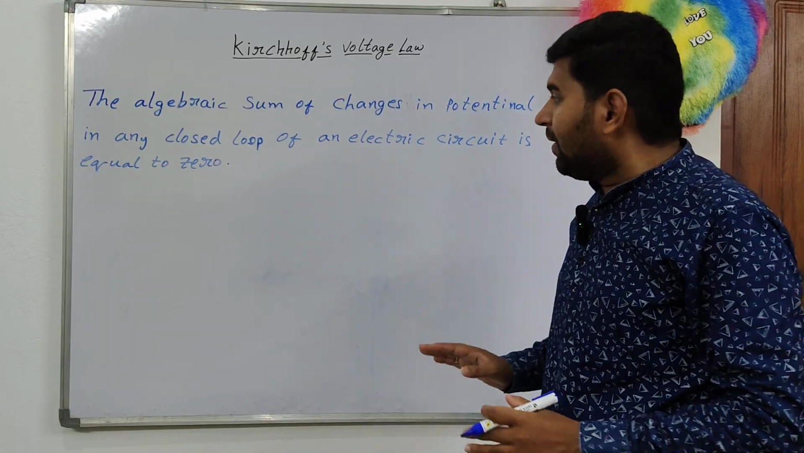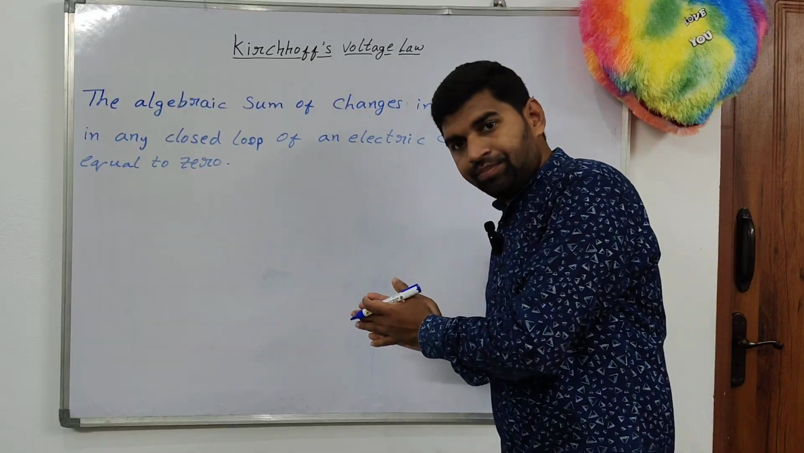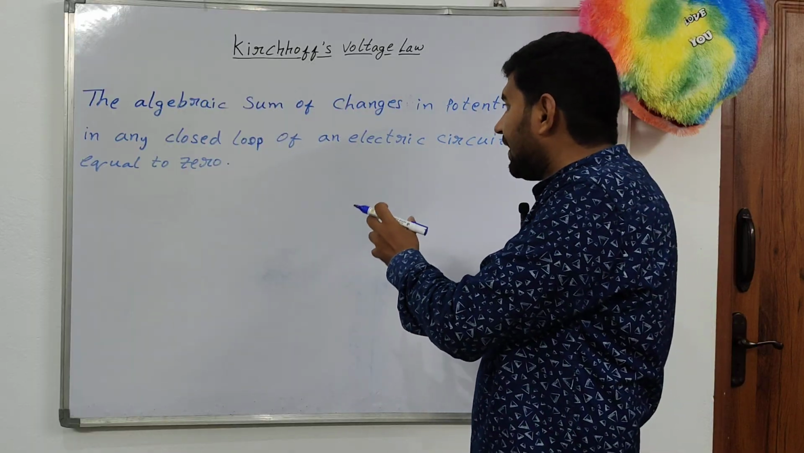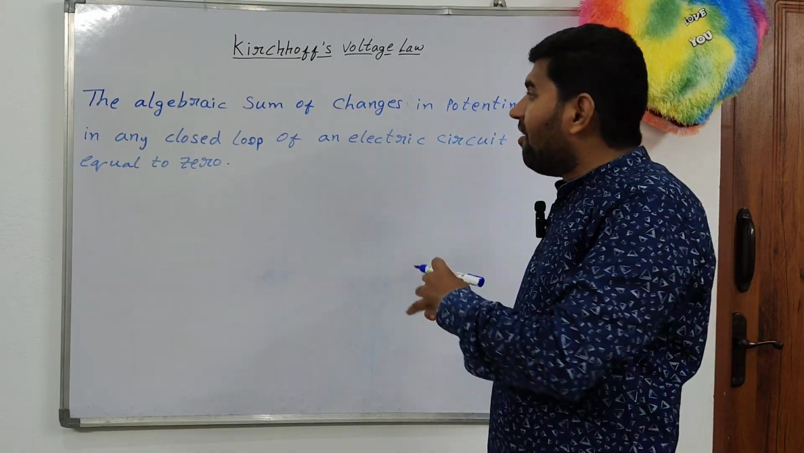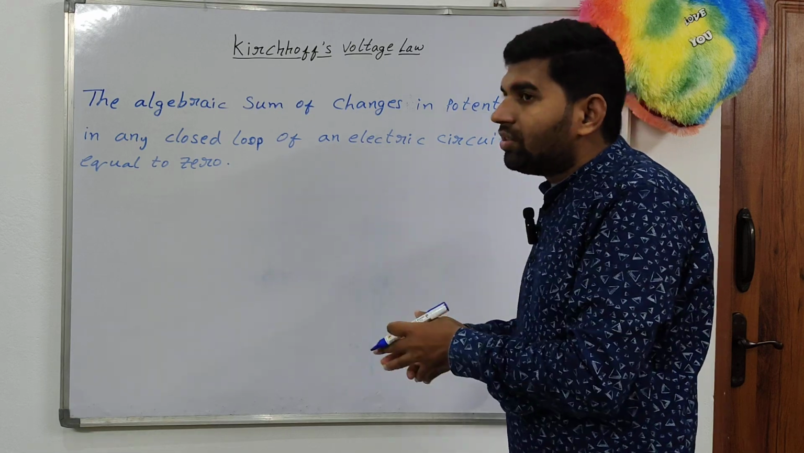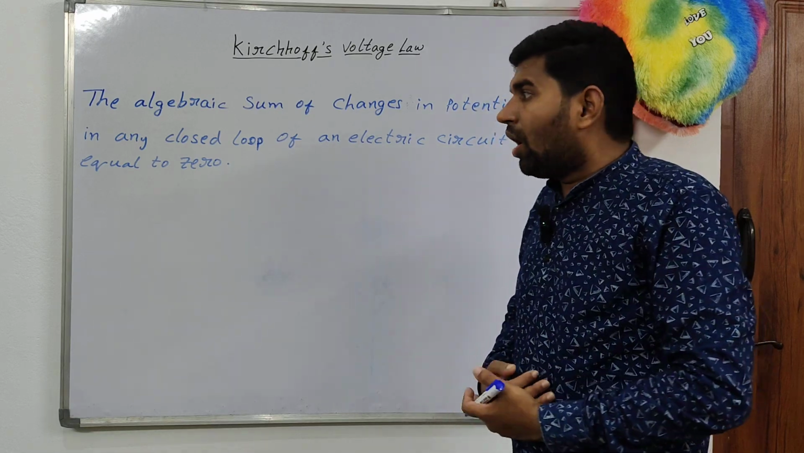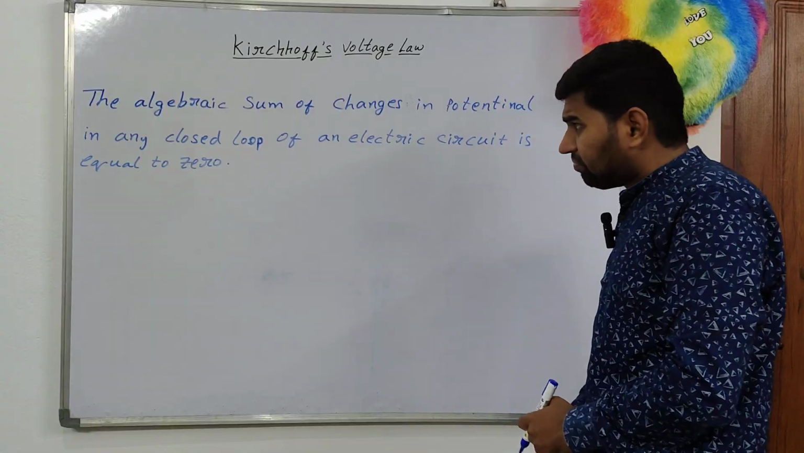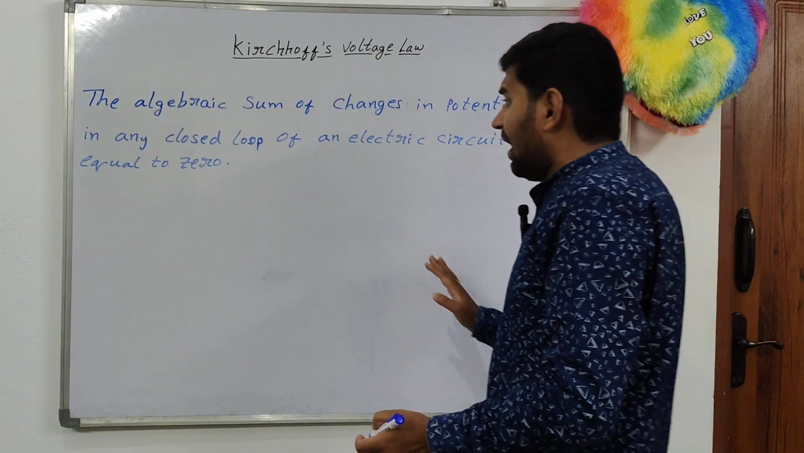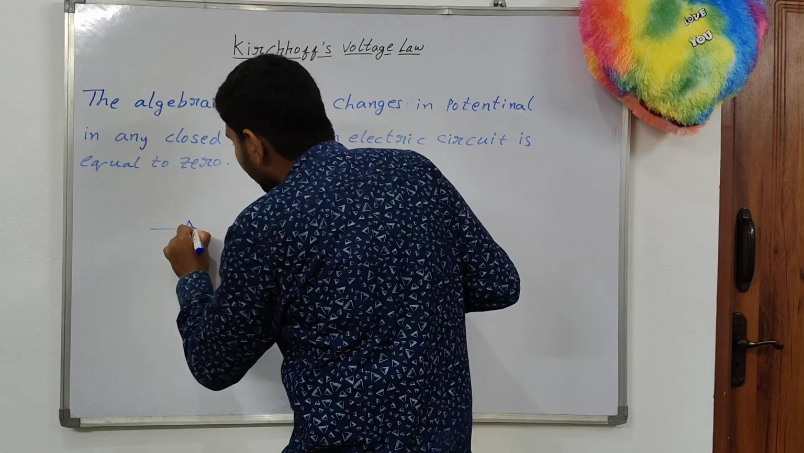It states that if there is an electric circuit, there is a closed loop. In that loop, the algebraic sum of all the potential differences is equal to 0. How to apply this law to circuits? For that, I will take one circuit here.